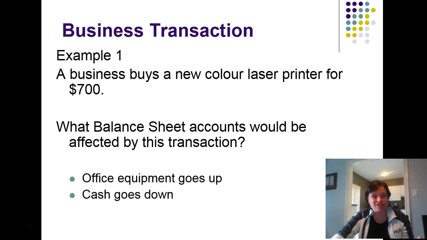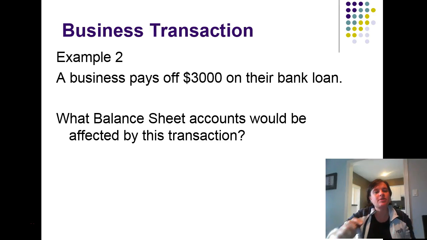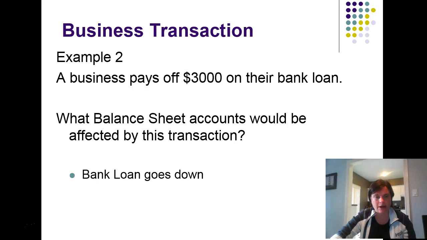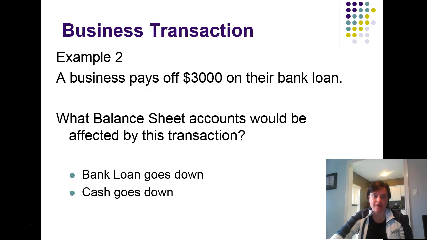Got it? Let's try another one. Example number 2. A business pays off $300 of their bank loan. What balance sheet accounts would be affected by this transaction? I'm going to give you 10 seconds to write down your answer. And really test yourself here. What's going to happen? All right. Did you say that the bank loan would go down and cash would go down? If you did, then you've got this. But let's try one more example to see that you've really got this.